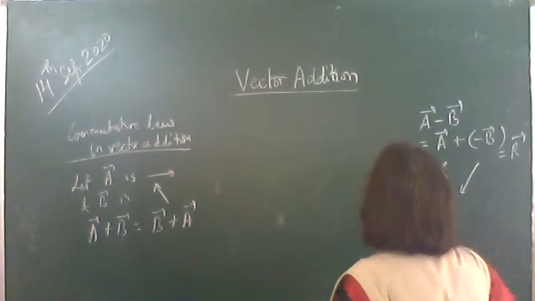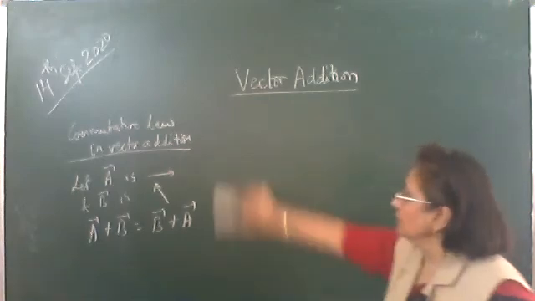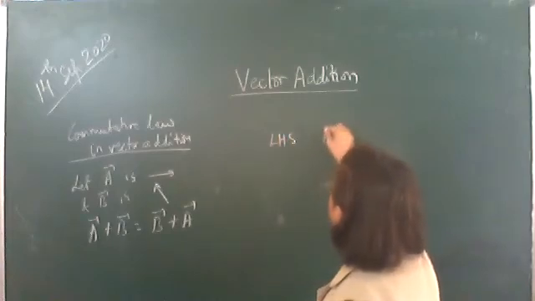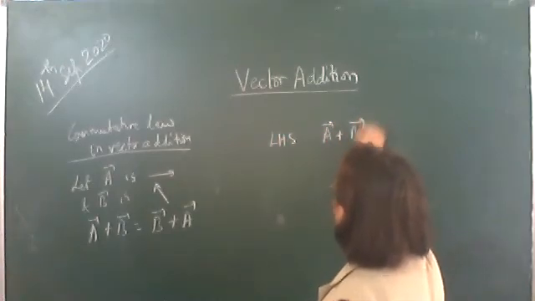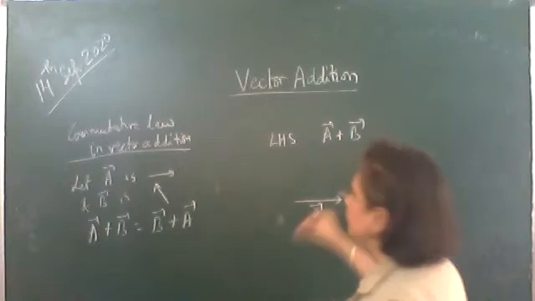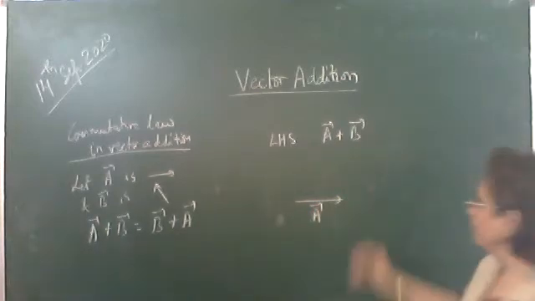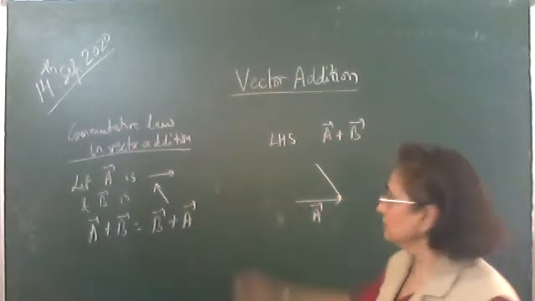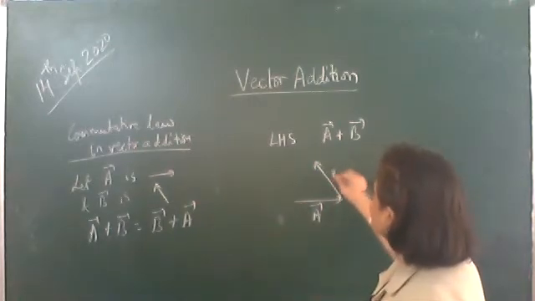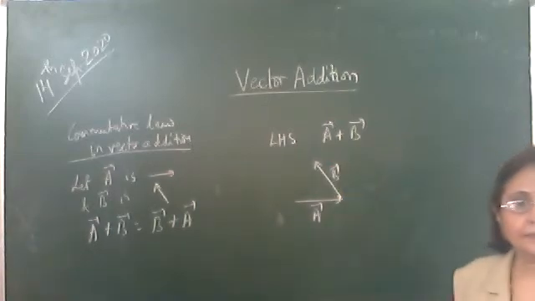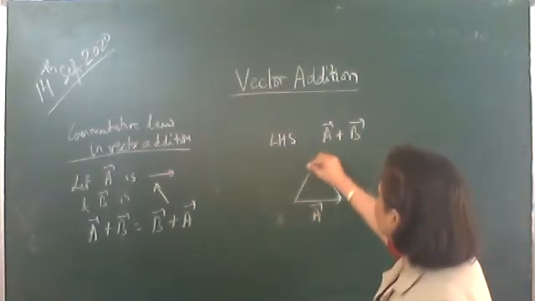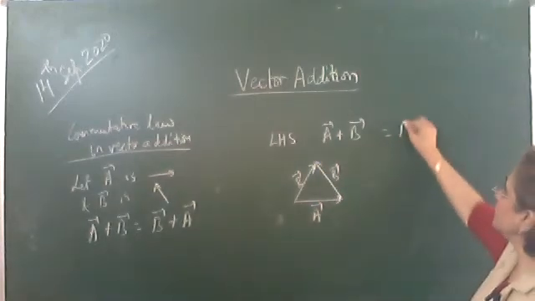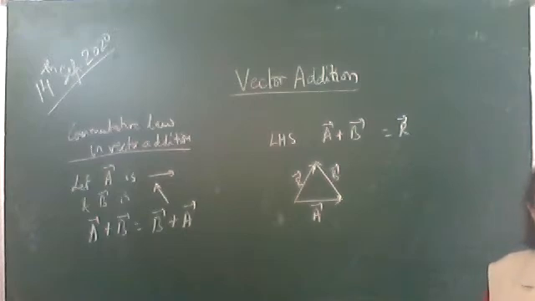A plus B vector. Okay, left hand side is A plus B vector. So first we draw the first vector, which is the A vector. From the head of the first vector, we join the tail of the second vector. Same magnitude, same direction. So this is the B vector. Okay, A plus B vector is what? This is the resultant vector, R vector. So what do we get? A plus B vector is equal to R vector.